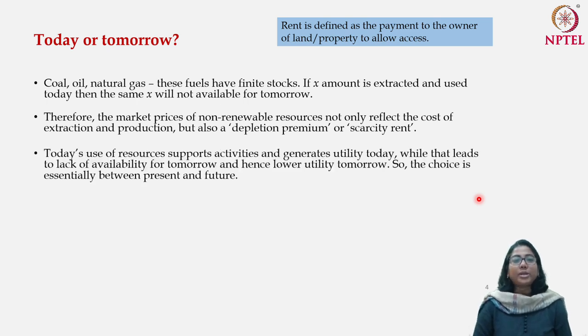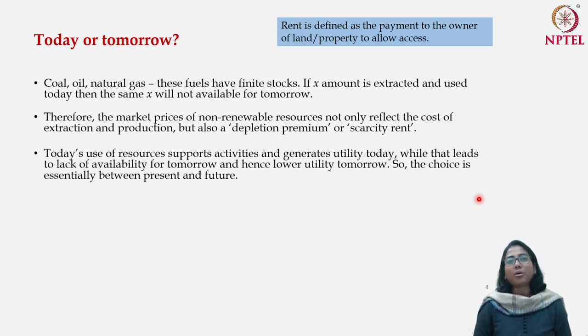As I have said, today's use of resources supports the activities, and therefore it generates some kind of utility today. But if I am extracting and using it today, then tomorrow's activities are going to go down, and therefore it is going to affect tomorrow's utility. So there is basically a trade-off between today's utility and tomorrow's utility. If I extract and consume more today, my today's utility will be more. However, if I postpone my consumption and use it tomorrow, my tomorrow's utility is going to go up.